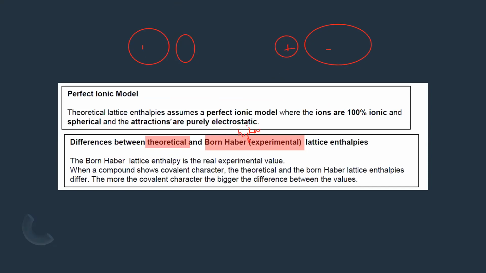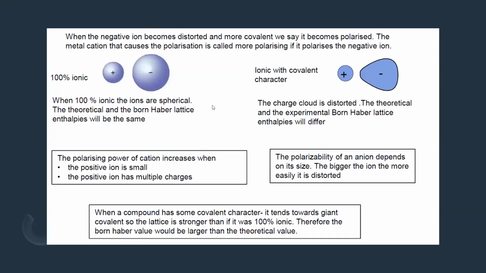If theoretical and Born-Haber have the same value, we say that the bonds are 100% ionic, or the ions are perfect spheres. And this distortion depends on the size of the positive ion. It should be small, the charge of the positive ion should be large, and the size of the negative ion should also be large. So the one which has a greater difference between the theoretical and the experimental lattice energy is the one having the greater distortion.